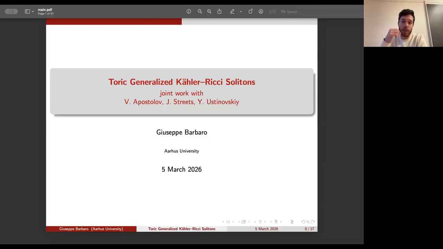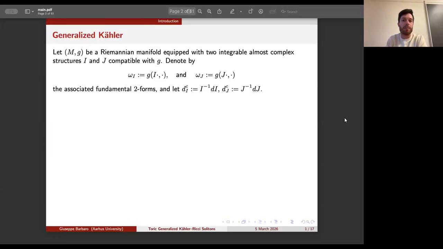Today I will talk about joint work with Jeffrey, but also Vesti and Yuri. This is about generalized Kähler-Ricci solitons. So let's start by putting everyone on the same page on what a generalized Kähler metric is.